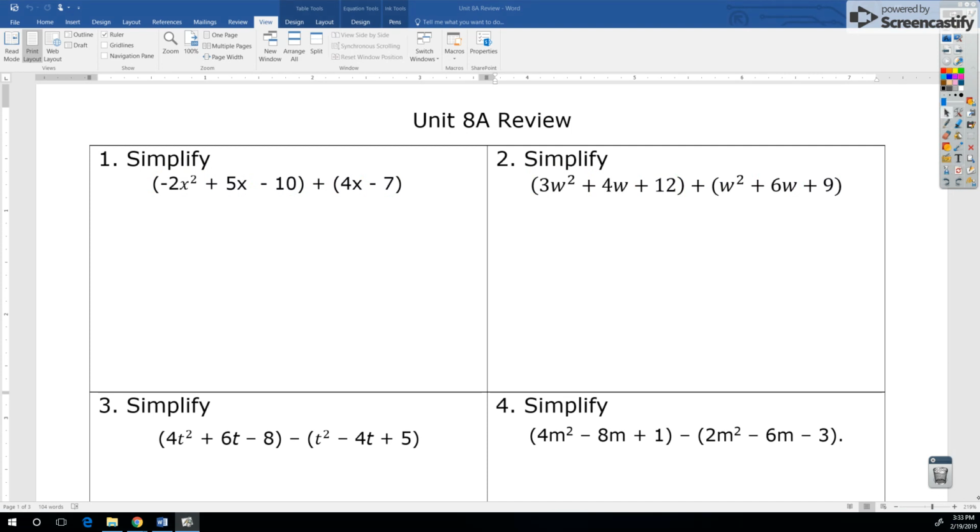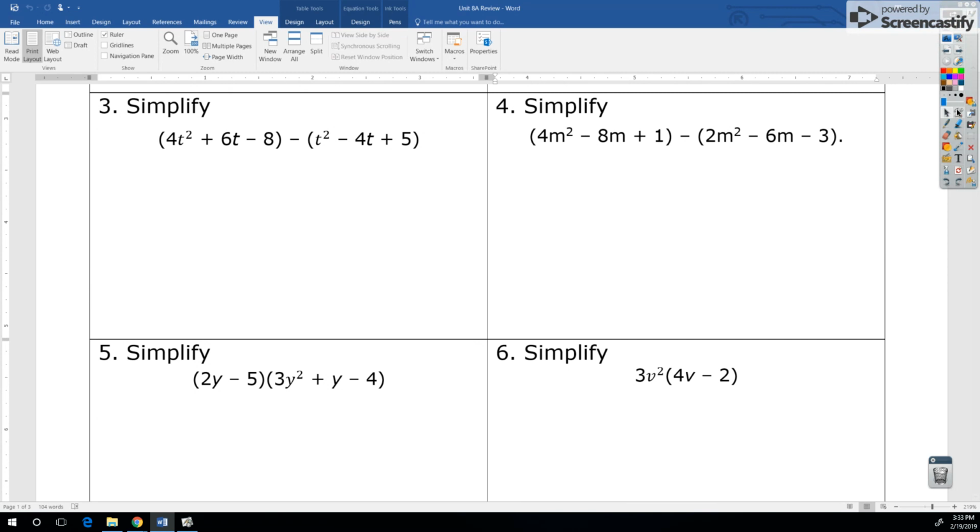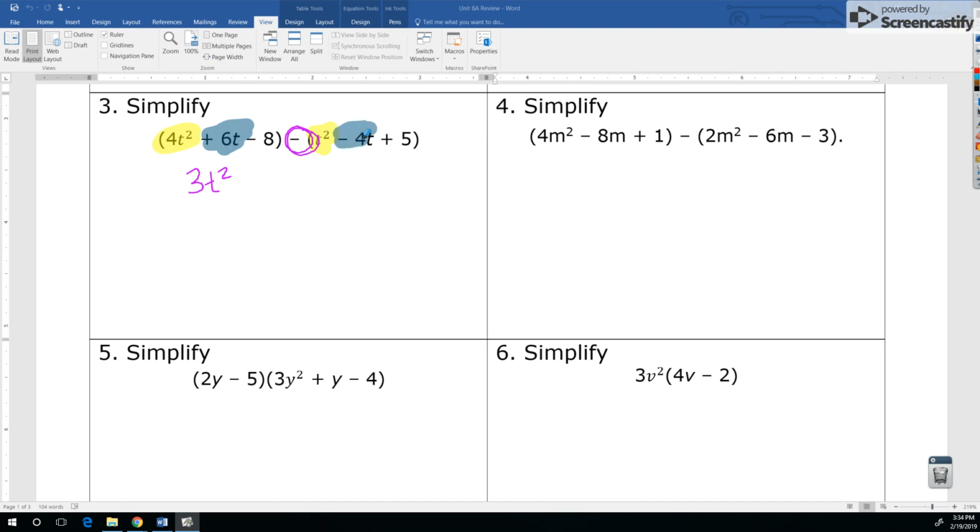Okay, in the next section, I'm going to subtract. I'm going to use the same exact process. So I'm going to highlight my t squareds. And again, I'm subtracting. So 4t squared minus t squared is 3t squared. Now my linear terms, 6t and negative 4t. Okay, now remember I'm subtracting. So I have 6t minus negative 4t. So that's 10t.